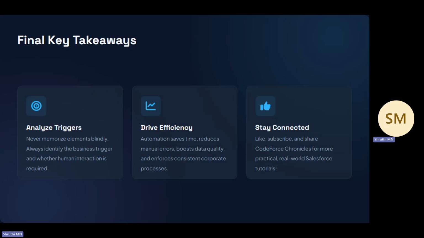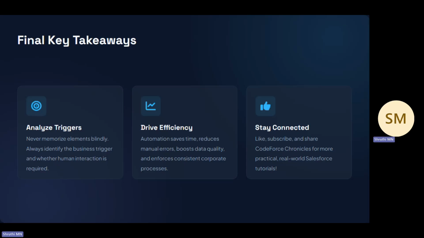Let's summarize everything. User interaction, screen flow. Record change, record triggered flow. Time-based process, scheduled triggered flow. Event received, platform event triggered flow. Formal approval, approval process. And remember, the goal is not to memorize a list. The goal is to understand the relationship between business requirement and the automation trigger. That is the skill that will help you in Trailhead certifications, interviews, and real Salesforce projects.